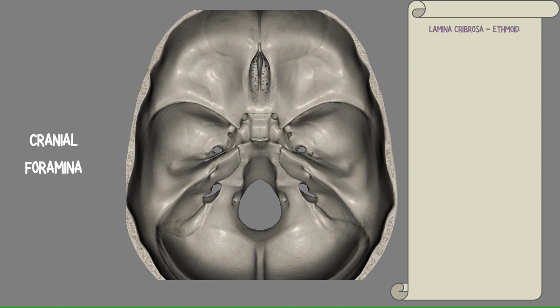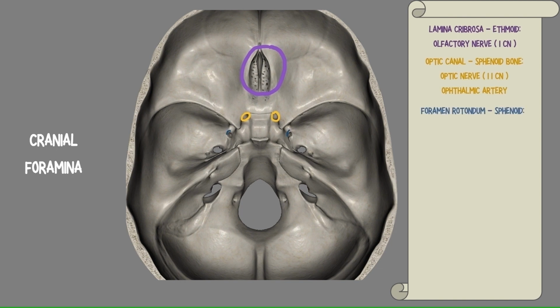plate, less commonly called the lamina cribrosa of the ethmoid bone, which allows the passage of the first cranial nerve, the olfactory nerve. In the sphenoid bone, the optic foramen, which is the opening to the optic canal, a canal that transmits the optic nerve and ophthalmic artery and its associated sympathetic fibers.